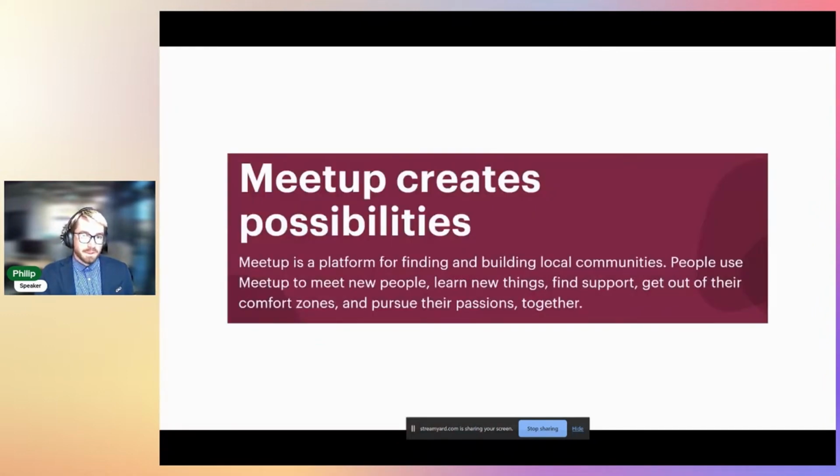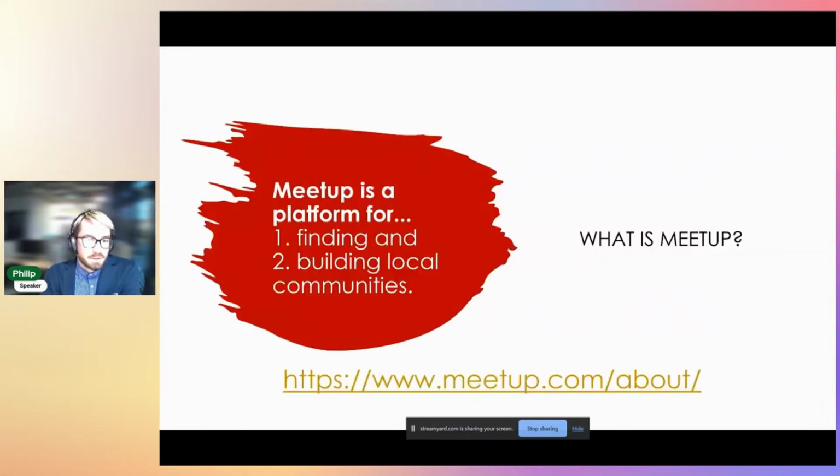So what Meetup says about itself is: Meetup is a platform for finding and building local communities. People use Meetup to meet new people, learn new things, find support, get out of their comfort zone, and pursue their passions together. Sounds great. Sounds really good. That's exactly what I want, right? The first part, finding local communities, I think is correct. You can definitely do that. It's quite easy. You find lots of communities in your area. Okay, great. But the second part, building local communities, no, really not. There's just not a lot of functionality there that you can use for that.